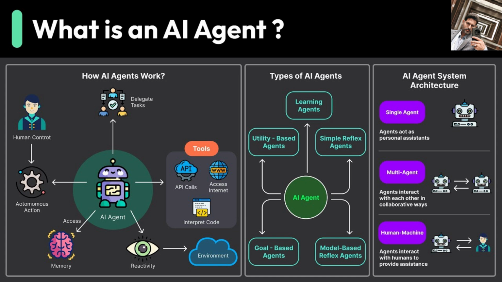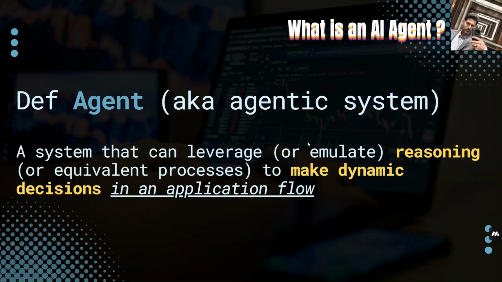Today, let's understand what an agent really is. An agent is like a reasoning and decision-making worker, one that understands your problem statement and leverages its own reasoning skills to dynamically generate those answers. In other words, it's a system that uses reasoning to make decisions within an application flow. That is the core of what we call an agent.